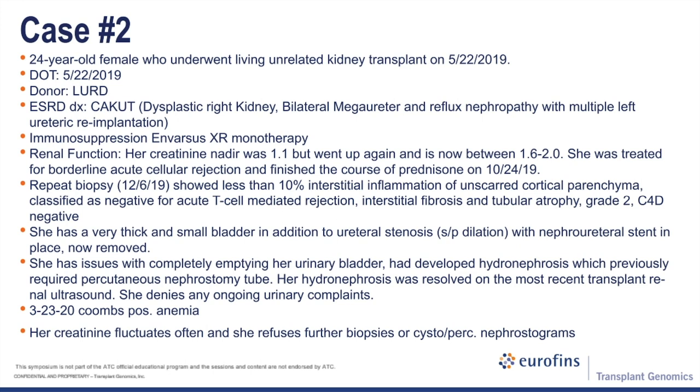She was treated with steroids that finished in October, and then she had multiple episodes of bladder dysfunction as well as possible transplant stenosis of the ureter. Her creatinine now remains between 1.6 and 2, and it does fluctuate. There was a repeat biopsy after her initial rejection that showed 10% interstitial inflammation, but no evidence of acute rejection. There was interstitial fibrosis. Her DSAs and C4d have been negative. She has a very thick, small bladder, and she had a nephroureteral stent that has now been removed.